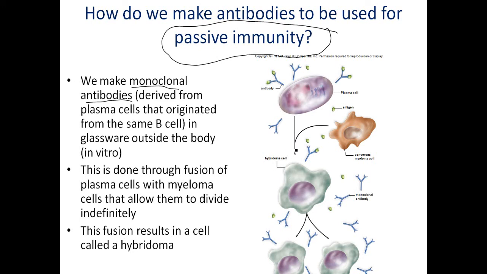The hybridoma is then able to grow like crazy, and it can produce tons of antibodies. Okay, so it makes a whole bunch of very specific antibodies to the antigen. And we don't have to use an animal or anything like that. It's all done in a petri dish.